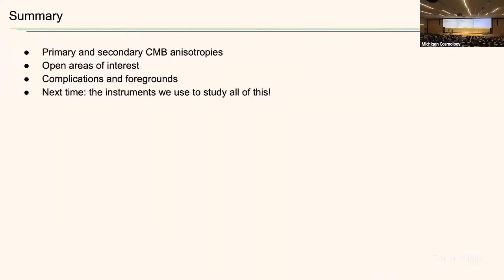And with that, we have arrived at the end of today. So we have talked about primary and secondary CMB anisotropies. You are now fully equipped to understand what people might be trying to measure. There are open areas of interest we went through. We talked about some complications, some foregrounds. And next time, I'm going to talk to you all about the instruments and survey strategies that we employ to try to improve our measurements to get after all of this.